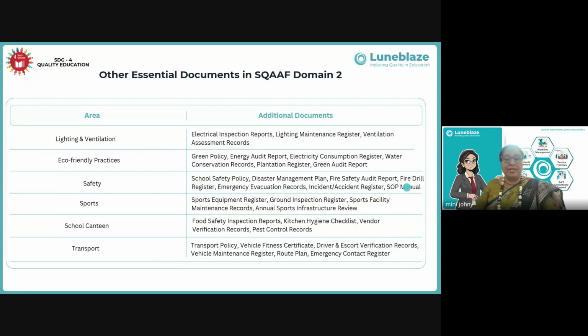Vehicle fitness certificate, driver and escort verification records. Attendance register of the students should be there. First aid box should be there. Driving license of the drivers. Police verification first, then check on alcohol. Vehicle maintenance register, which we will maintain because we have to claim. Route plan, emergency contact number. And we know tracking. All these things we do, but what we have to do is do it consistently.